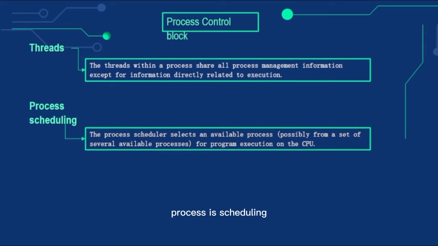Process scheduling. Our scheduler selects an available process, possibly from a set of several available processes, for program execution on a CPU.